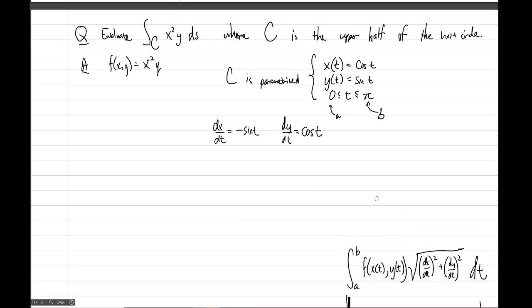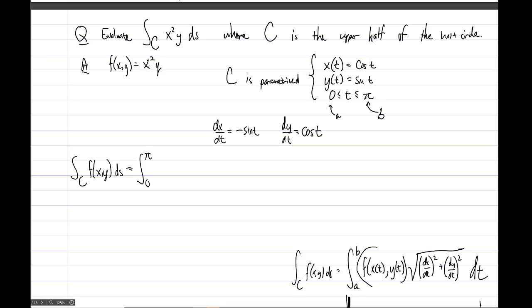So now what? We're basically going to apply that the integral over c of f of x comma y ds equaled this. So the question we were asked: the integral over c of, instead of x squared y, let's just call it f of x comma y ds. This is going to be equal to the integral from a to b, so 0 to pi.